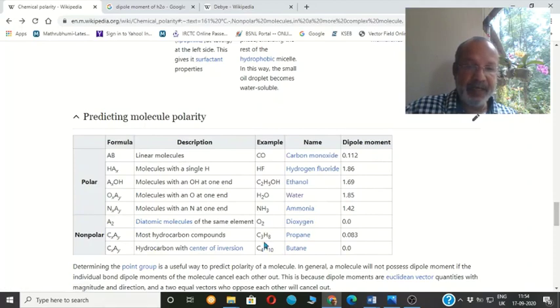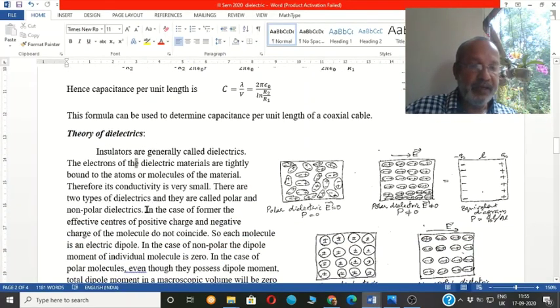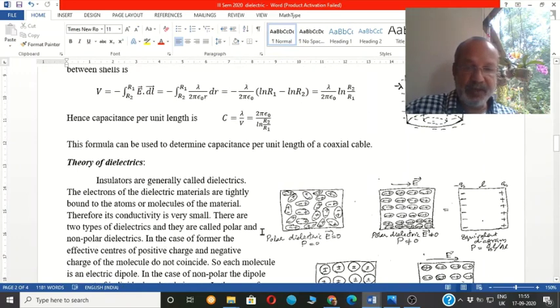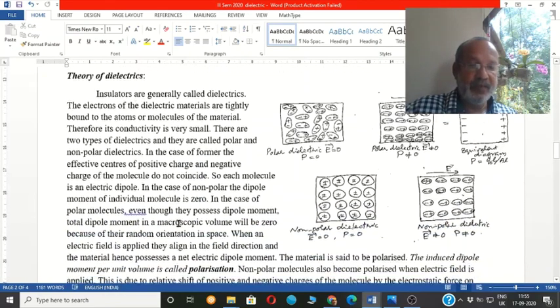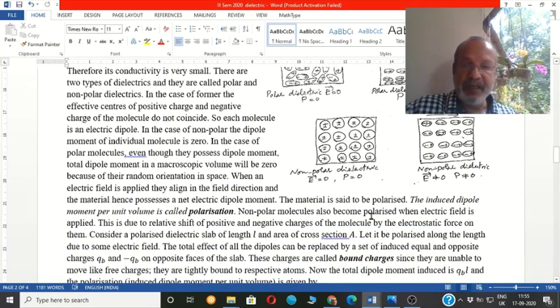Very symmetric molecules will definitely be non-polar because the effective center of all the electrons will coincide with the effective center of all the nuclei of the molecule. So let us come back here. There are polar molecules as well as non-polar molecules. There is an important physical quantity in the theory of dielectrics, and that is called polarization. Polarization is defined as the dipole moment per unit volume of the specimen.